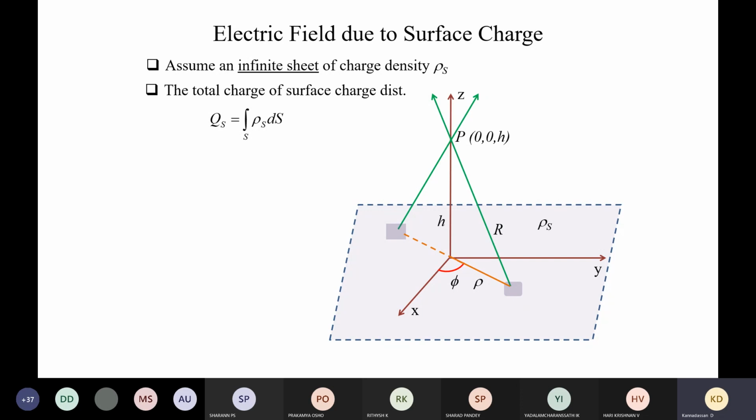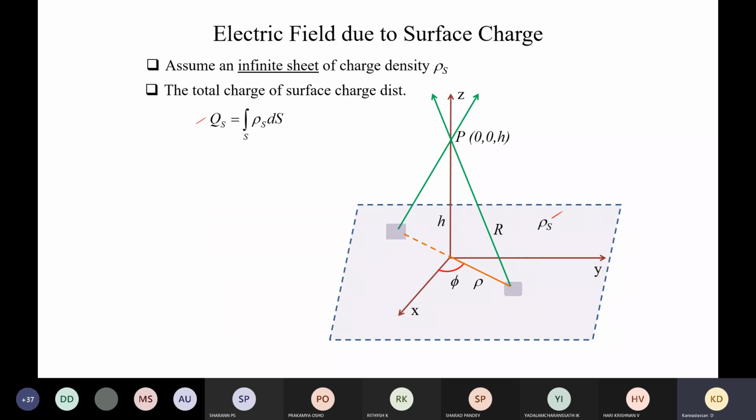Therefore, it will be given with surface charge density. And so we can easily calculate the total charge available over the surface just by integrating that. And we assume an infinite sheet, because in many places, let's say you take a laptop and it has a surface, a screen, and this is also purely a charged body. And because of that, how the electric field or the flux will be formed out of that, we can easily find.